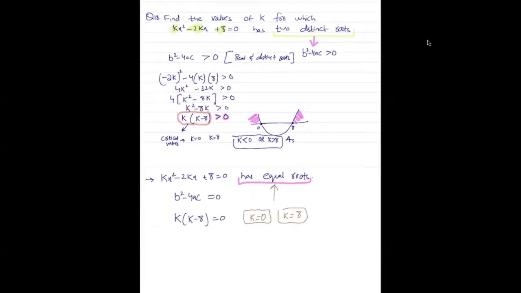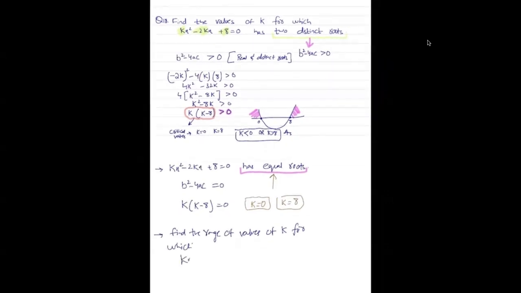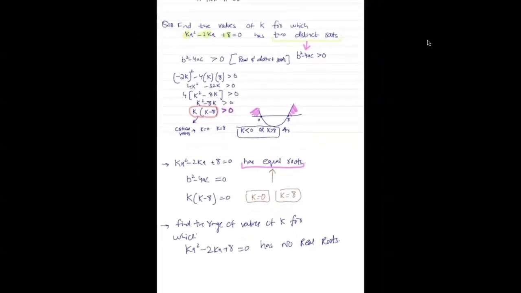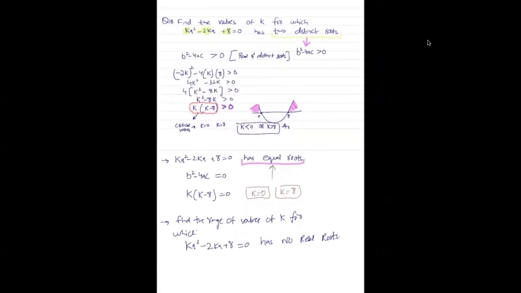Now, if the question would have been: find the range of values of k for which kx square minus 2x minus 2kx plus 8 equals to 0 has no real roots. How would your working be different then? How would you have started your question?